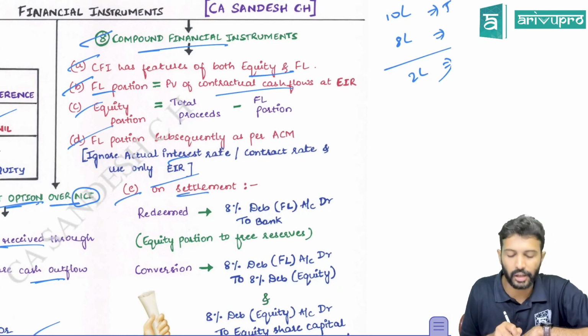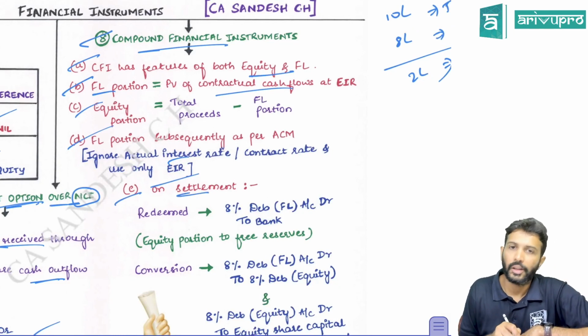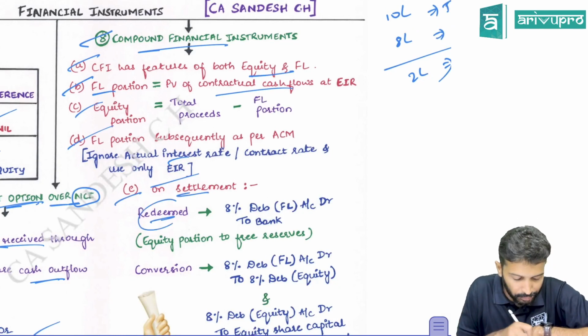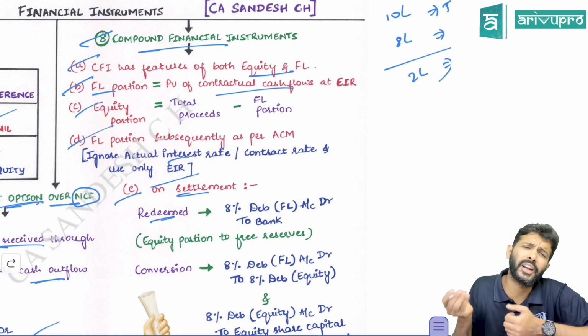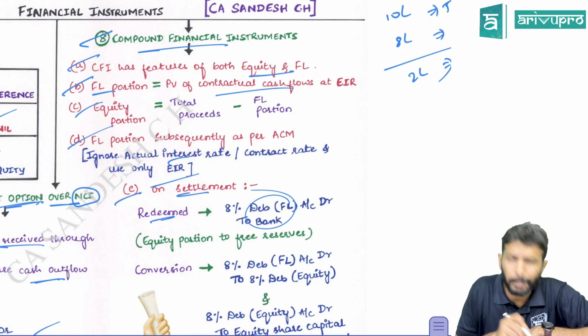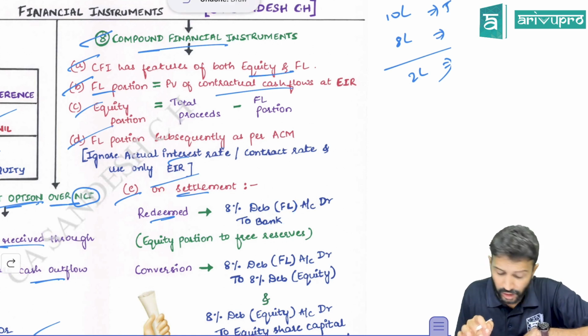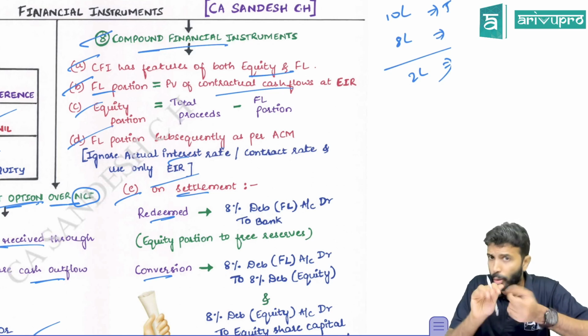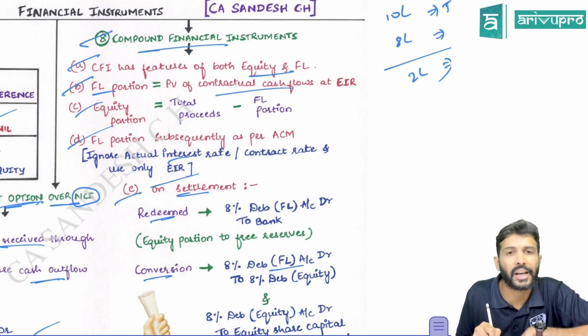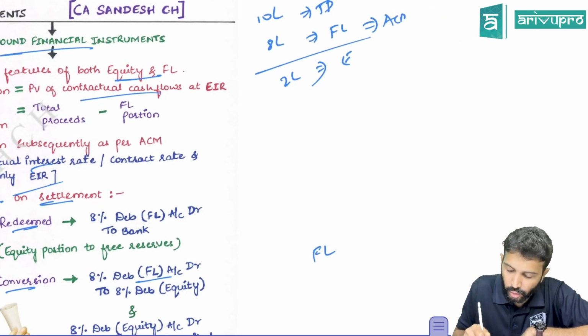And if this compound financial instrument is settled, on the settlement stage, if it is redeemed, we already have a liability and that liability is settled. So the journal entry will be liability account debit to bank account. Fine, that is one. Suppose it is converted into equity, that means we no longer have an obligation. So debit the financial liability. We'll write financial liability account debit.